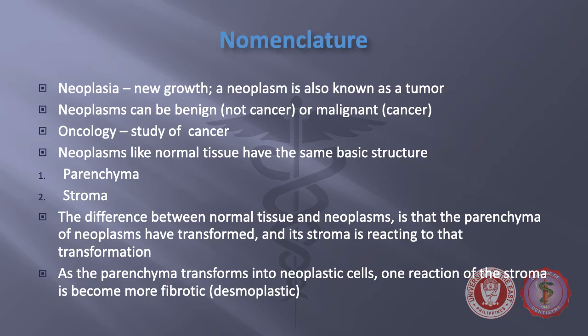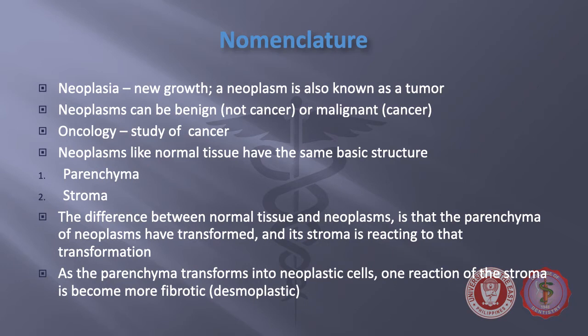First, the definition of neoplasia. Neo means new, and plasia means growth. So a neoplasia is a new growth or otherwise known as a tumor or neoplasm. And neoplasms or tumors can either be benign, not cancer, or malignant, cancer, and the study of cancer is oncology, as oncos means cancer, and logi means to study.